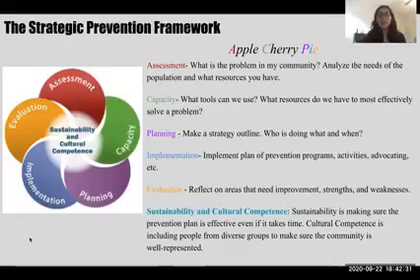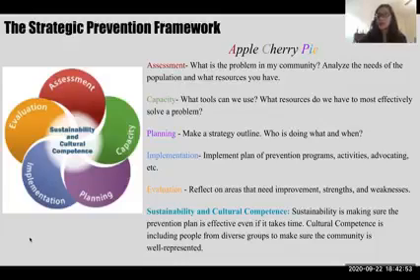The Strategic Prevention Framework is made up of 5 main parts: assessment, capacity, planning, implementation, and evaluation. You can remember these 5 parts through apple cherry pie. And in the middle, you'll notice that there's sustainability and cultural competence. So let's go through each of these parts and see what they're about.